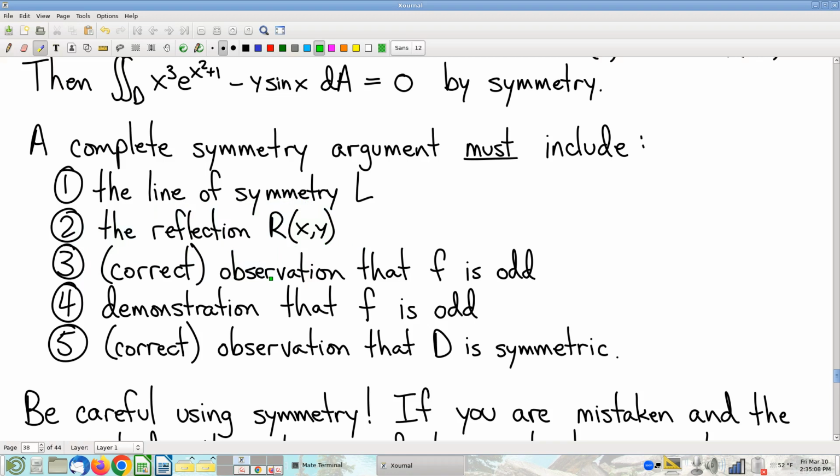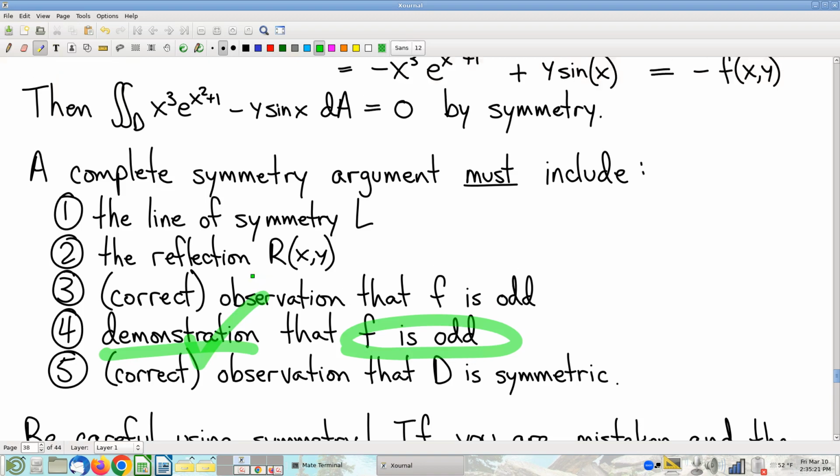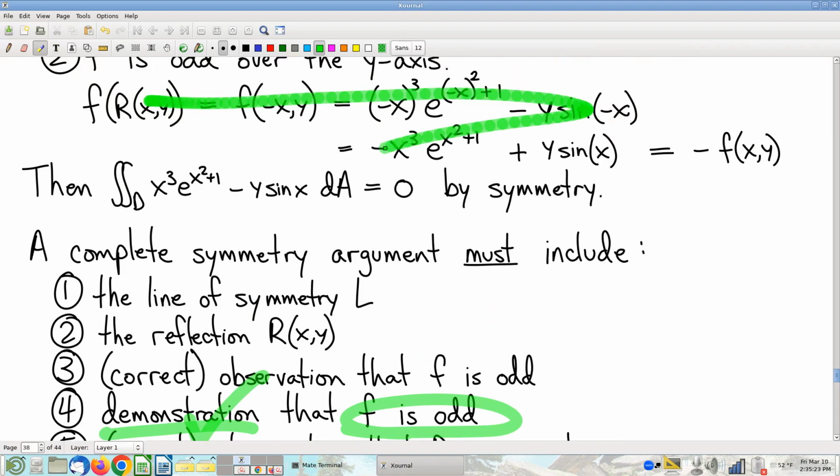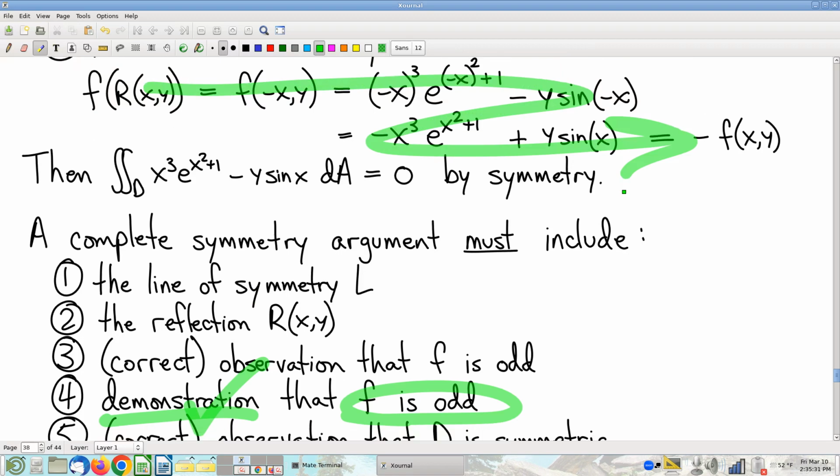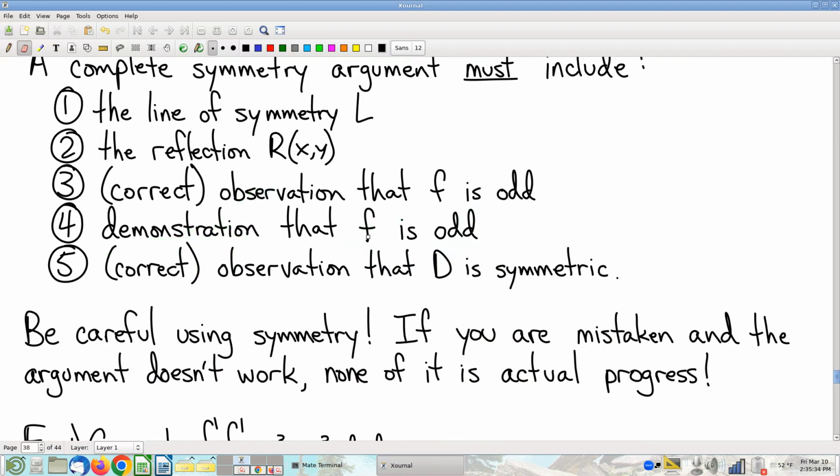You're going to need to note that the function is odd. Function needs to be odd. That's a very important part of the argument. You're also going to have to demonstrate that the function is odd. That demonstration is not trivial, right? Look at the amount of work we had to do here. Confirming the oddness was several steps, right? So that's real effort. You got to show me that on the exams.